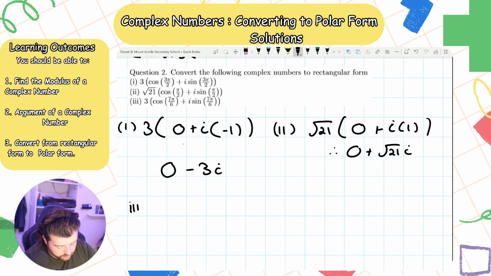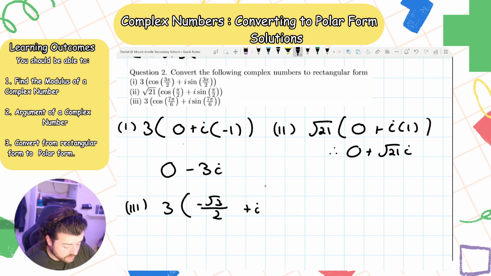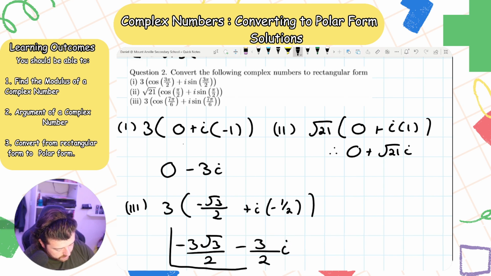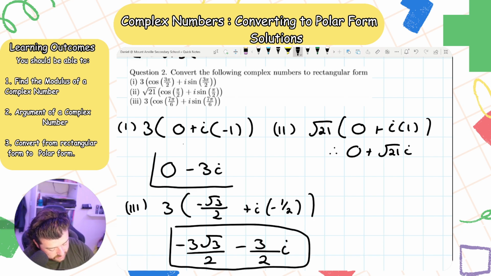And then finally the last one here is going to be 3 times cosine 7 pi over 6, which is going to give me minus root 3 over 2, plus i sine 7 pi over 6. Sine 7 pi over 6 is minus 1 over 2, sorry, not minus 3 over 2, it is minus a half. I do apologize. Multiply this in, I get minus 3 root 3 over 2. And 3 times minus a half is minus 3 over 2 i. And that is my final answer there.